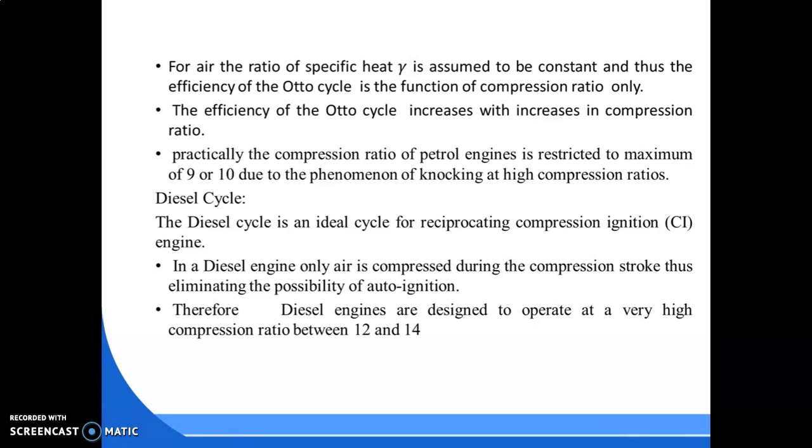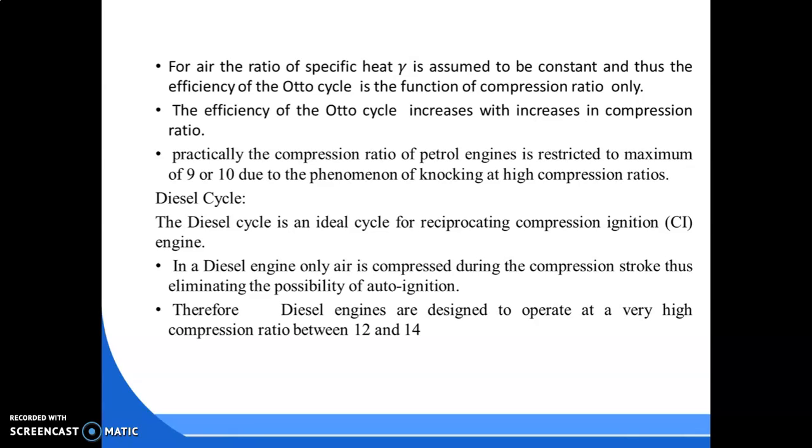Practically, the compression ratio of the petrol engine is restricted to a maximum of 9 or 10 due to the phenomenon of knocking at high compression ratio. That was discussed also. Why is the compression ratio of the petrol engine kept up to 9 to 10? Why not 12 to 16? Because if we are compressing something, that means we are preheating something. If we preheat the petrol and air with a high compression ratio, there may be a chance of pre-combustion. Due to pre-combustion, knocking will be created and knocking will decrease the efficiency of the cycle. So that's why we keep the petrol engine compression ratio at 9 to 10.